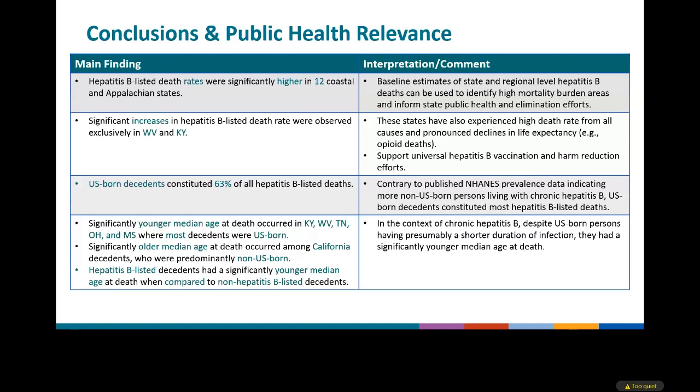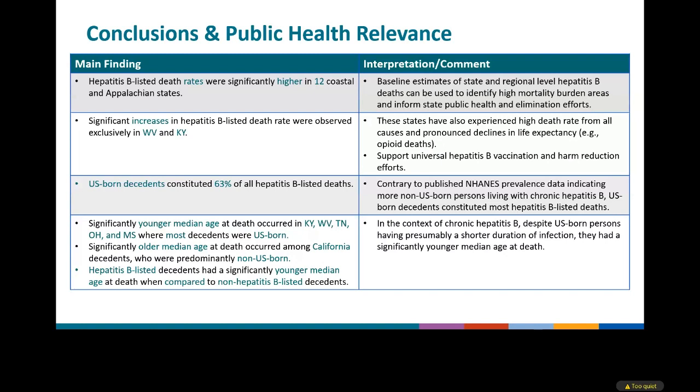The next finding: US-born decedents constituted 63% of all hepatitis B listed deaths, and this was contrary to published NHANES prevalence data, which indicates that about 70% of prevalent cases in the United States are non-US born. So this was basically the flip of that.